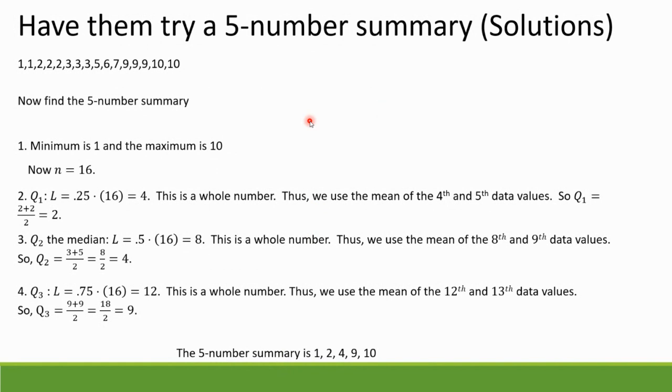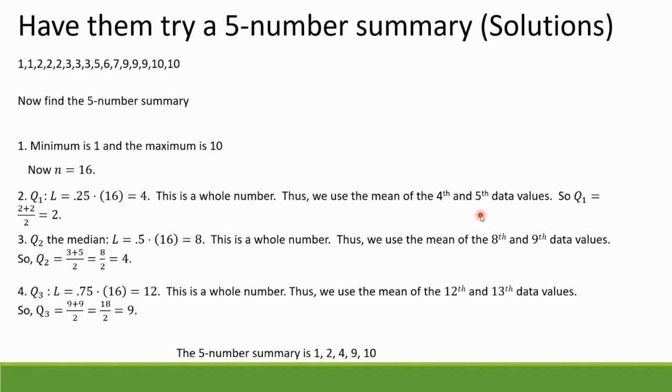To get the first quartile Q1, you have to calculate this L, which I think they call a locator. It's 0.25 times n, where n is how many data values there are. So in this case, 0.25 times 16, which turns out to be 4. You can do that through a calculator if you want. Since this is a whole number, you have to get the average of that number and one more than it, that number plus 1. So for 4, we have to get the mean of the 4th and 5th data values.